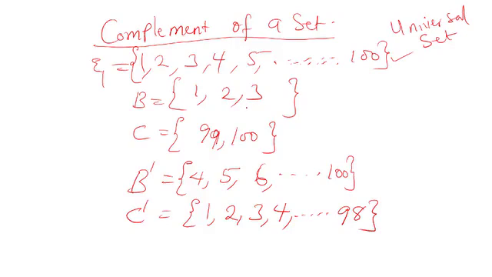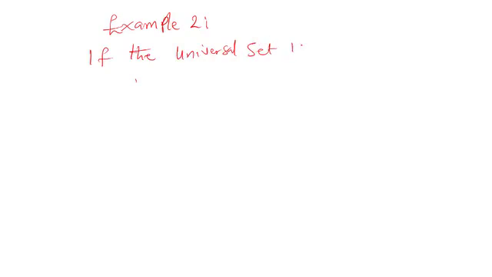Now I want us to solve one more question before we end. Let's solve this example. Example 2. We now say if the universal set is 1, 2, 3 to 12. Remember what I told you, that this means 1 to 12. And D is equal to 3, 4, 5, 6.